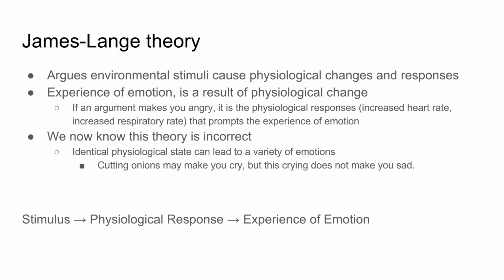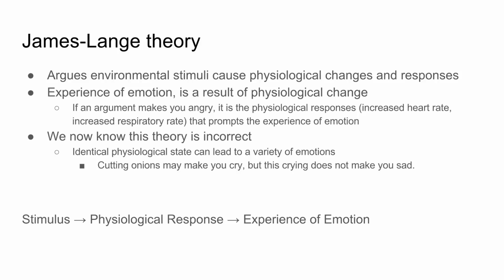So we're going to look at some of the theories behind emotion, and the first is the James-Lange Theory. And this was kind of one of the first theories that came about. It has since been discredited for reasons that will seem obvious to you in a second, but the basic idea behind this is that environmental stimuli cause physiological changes and responses. And then the James-Lange Theory argues that the experience of emotion is the result of a physiological change.